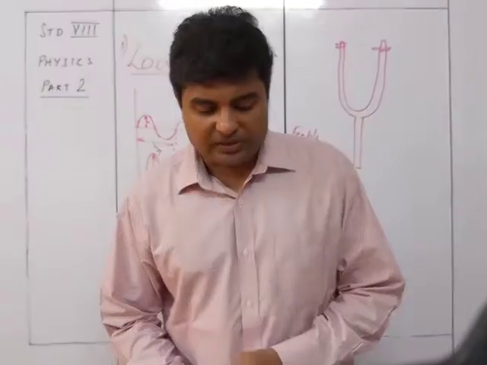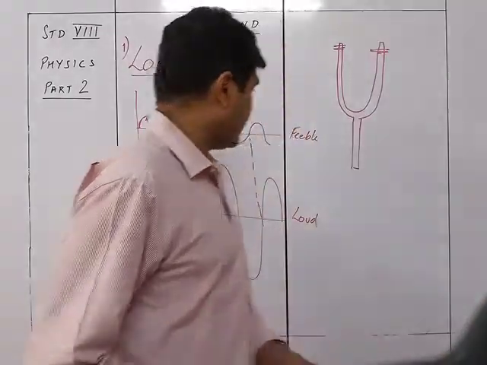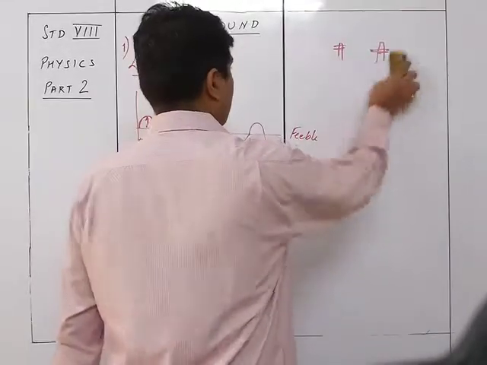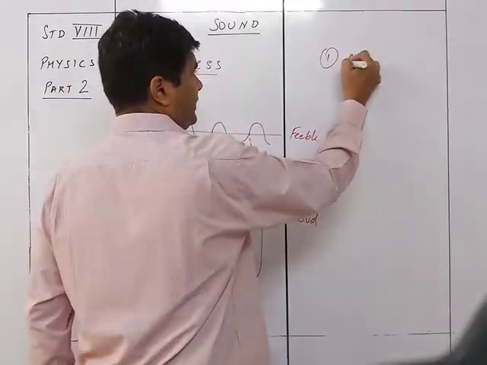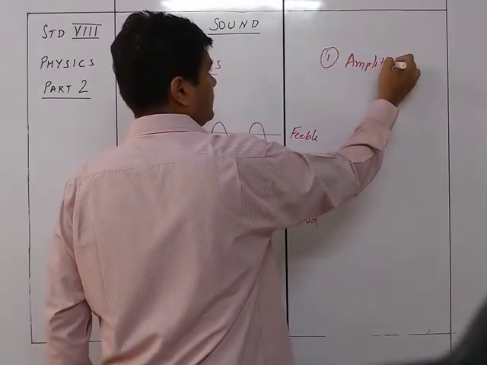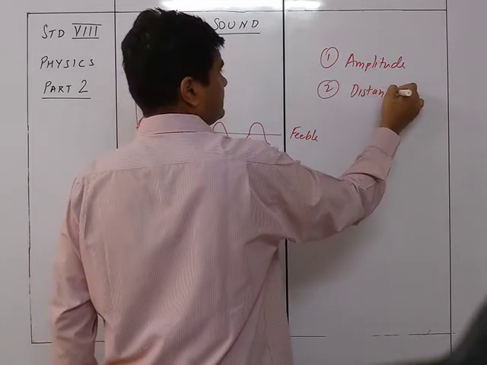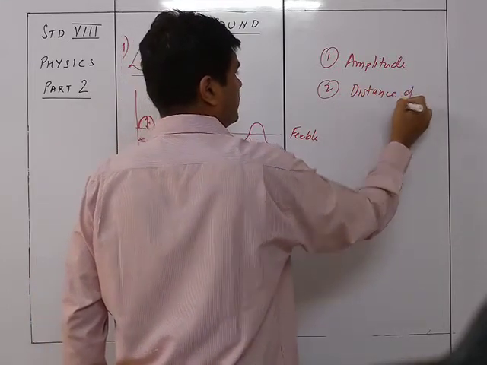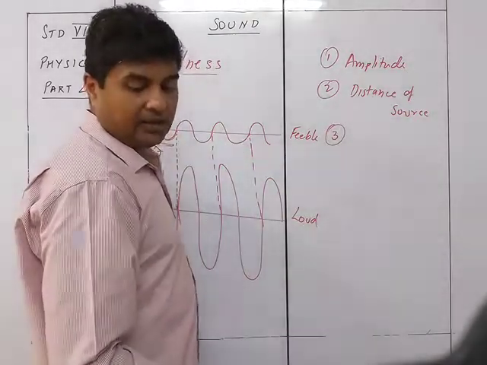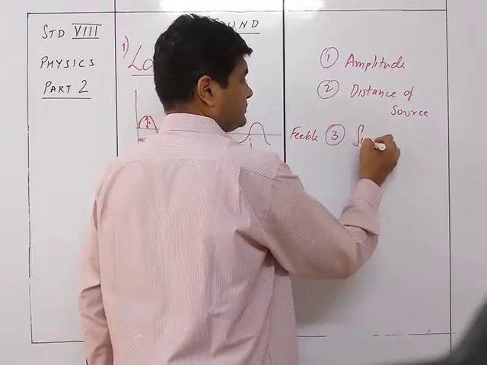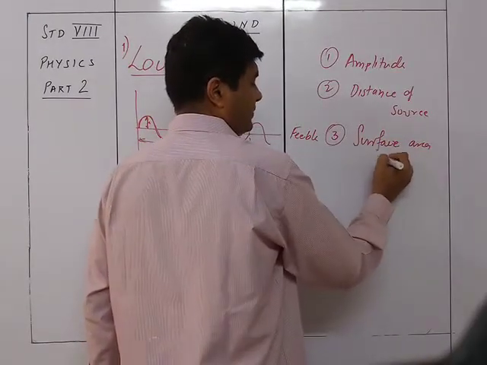The third thing on which the sound is going to depend is the surface area of vibration. I'll just note it down also so that it's easier for you to remember. So the first one was amplitude. The second one is distance of source. The third one is the surface area of vibration.